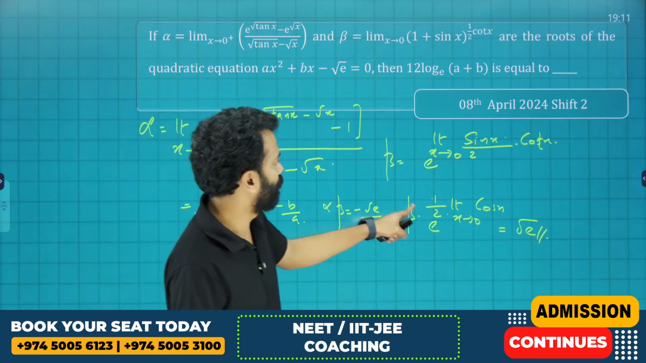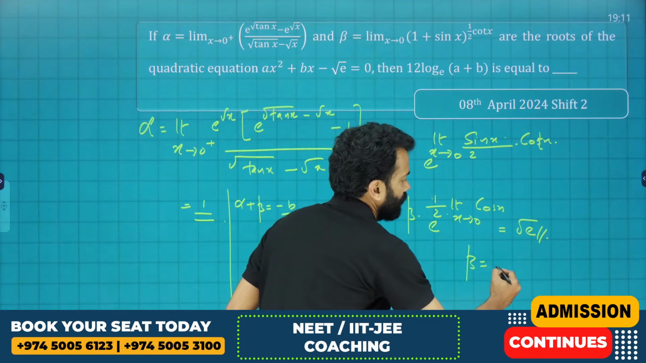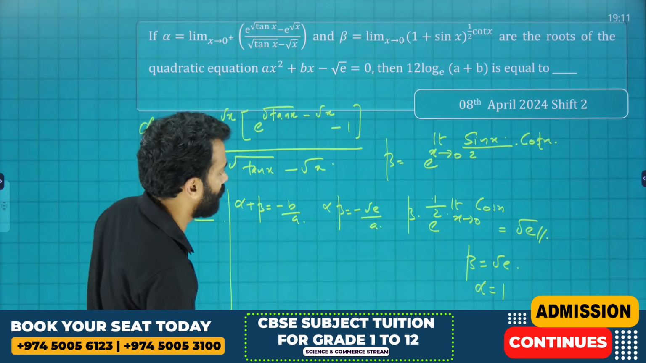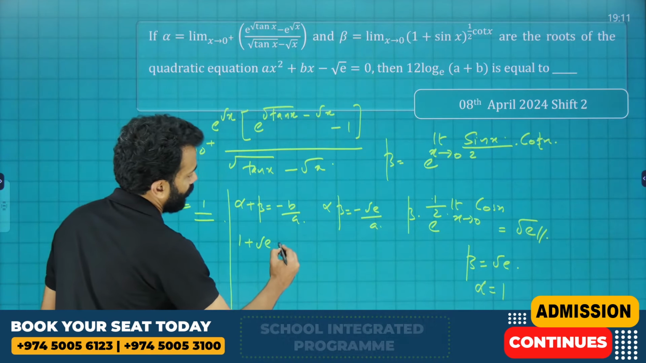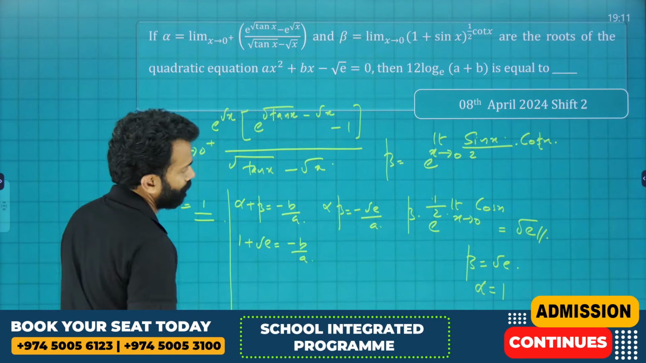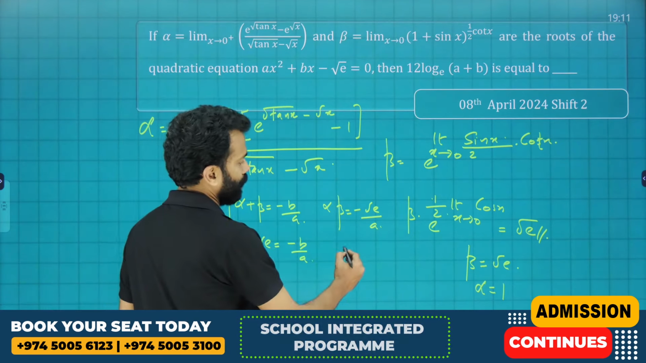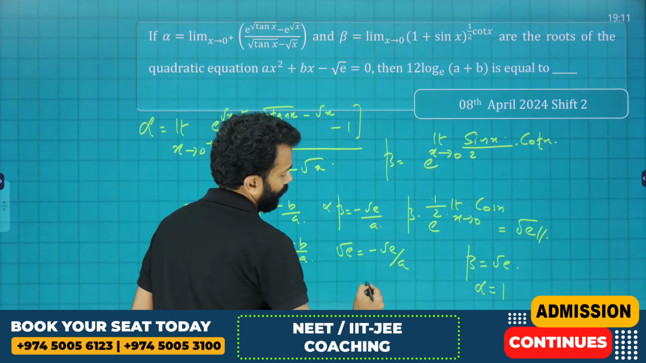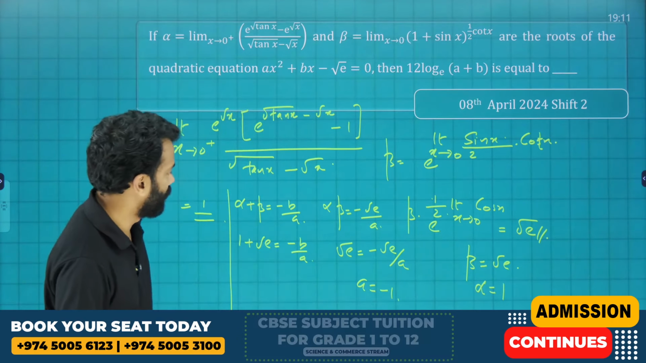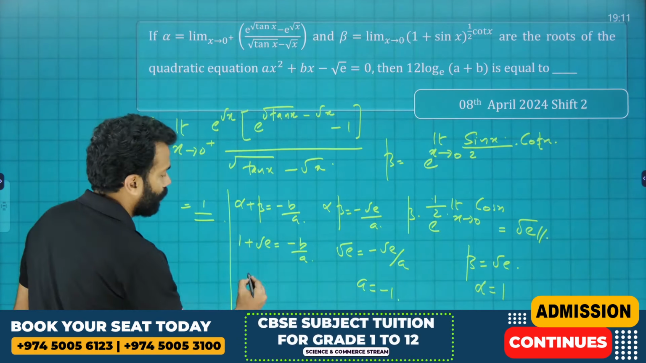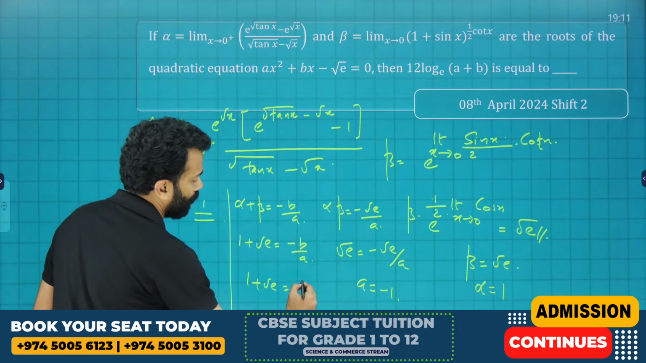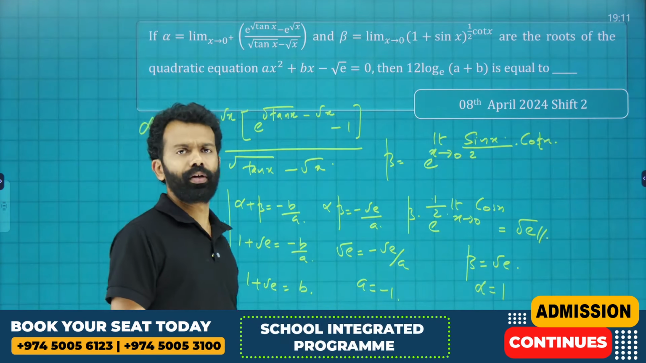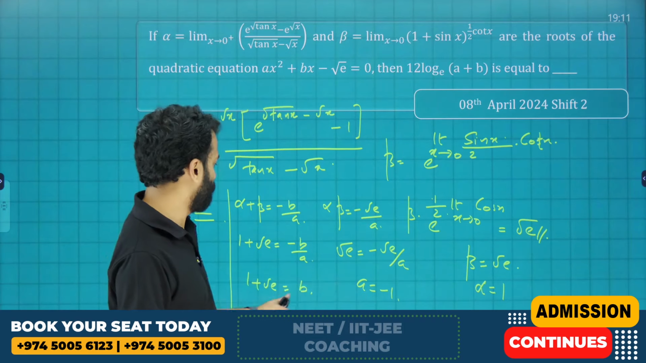So what is alpha plus beta from here? Beta is equal to root e, and what was alpha? Alpha was 1, right? So alpha plus beta is 1 plus root e is equal to minus b by a. And alpha beta is 1 into root e, that is root e, is equal to minus root e by a. Therefore, a is equal to minus 1. Substitute that minus 1 over here. You will get 1 plus root e is equal to b. So basically b is 1 plus root e and a is minus 1. You need to sum that up, right? If you sum it up, you will get root e.